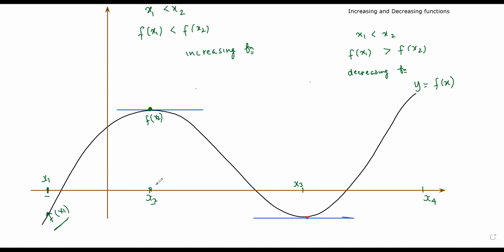Now let's take the interval between x2 and x3. At x2, the value of y is f(x2), and at x3, the value of y is f(x3). As we can see, x3 is greater than x2. But the value of f(x2) is in fact greater than the value of f(x3), right? f(x2) is some positive value, f(x3) is some negative value. Then between x2 and x3, the function f(x) is a decreasing function.